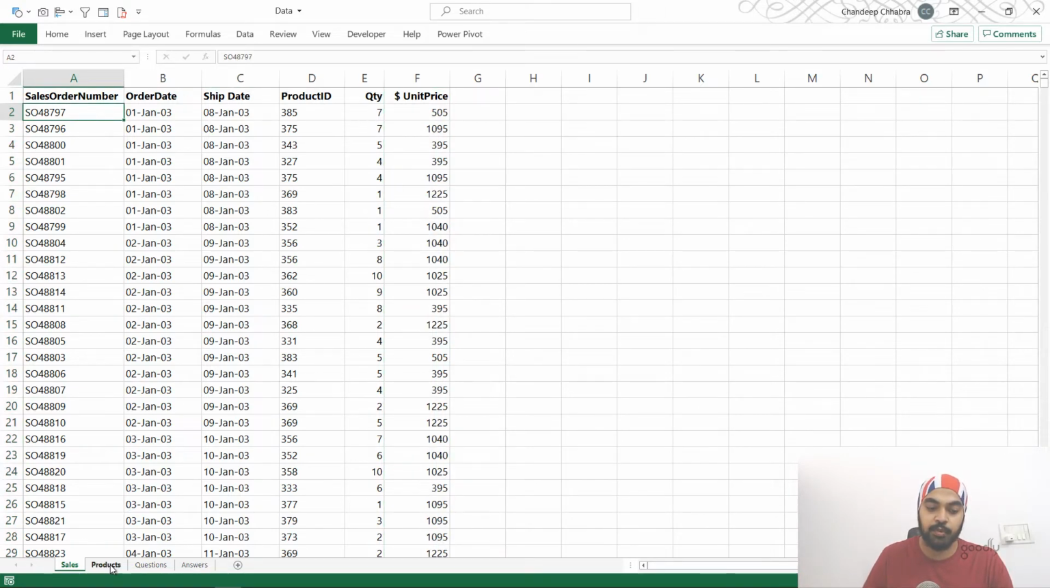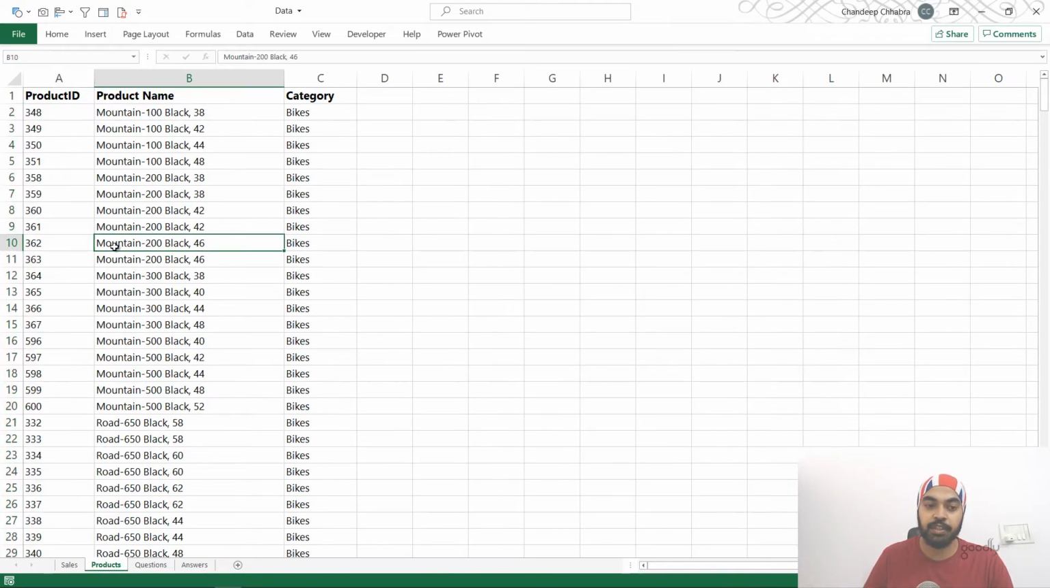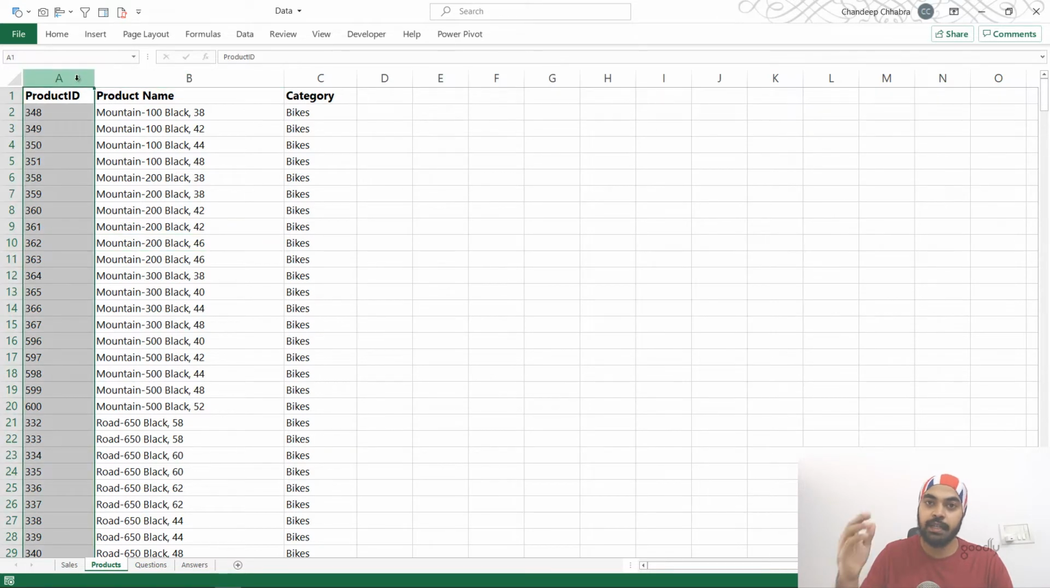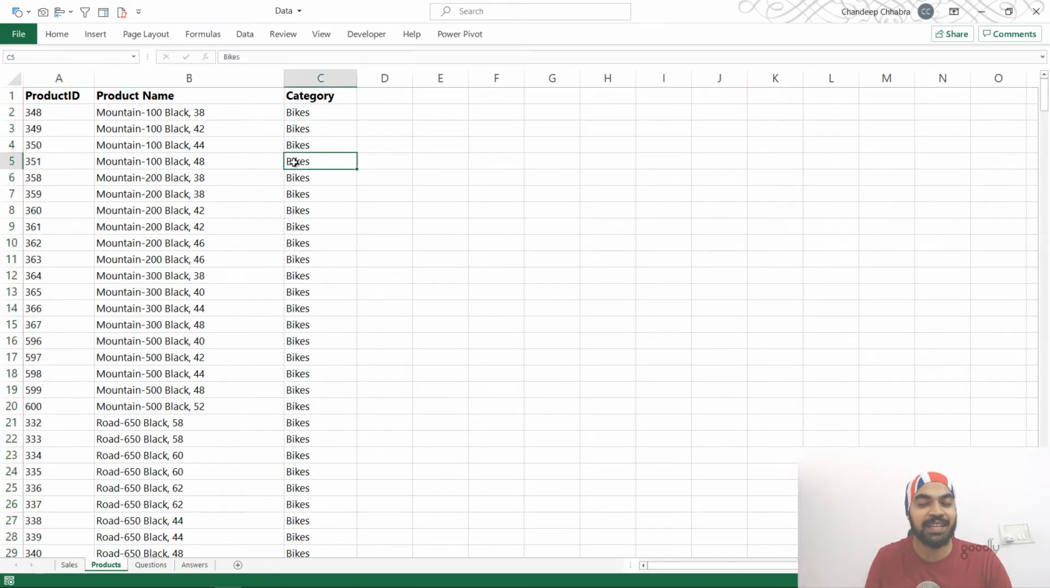Now let's take a look at the products table, which is on the second sheet. In the products table, we have the unique product ID. No product ID is duplicated, so this is the unique product ID table. And we have the product name and the category. Now, this is where you can write a VLOOKUP in case you want to do that in Excel. In case you want to fetch any information from the products table, you can write a VLOOKUP between the sales table and the products table using the product ID. That was it about the data.